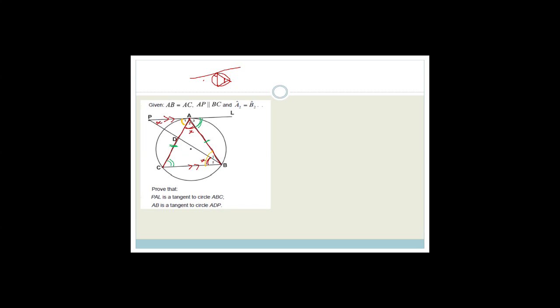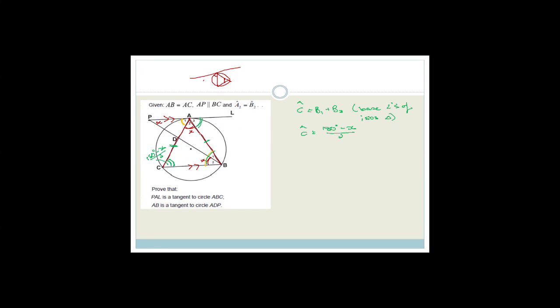So do you agree that angle C is equal to B1 plus B2, the whole of it? That is equal to that, right? And why is that? Because they are base angles of an isosceles triangle. We also know that we can work out what C is, because angle C is going to be 180 degrees minus X over 2. So C is 180 degrees minus X over 2. Just putting it out there.